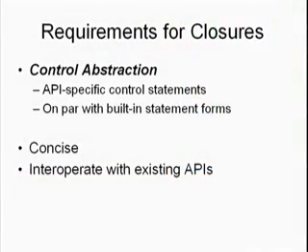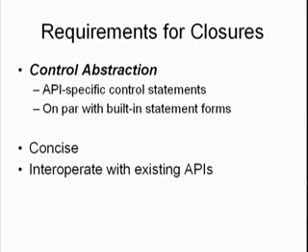So what are the requirements for closures? You should be able to write control abstractions. That is, you should be able to add statements to the language by writing methods, where those method invocations act like and look like statements in the language that are specific to your APIs. And they should be on par with the built-in statement forms. You can put an if statement around any block of statements. Well, you should be able to put your invocation of your API around any block of statements. You shouldn't have to refactor the code in order to make this work.